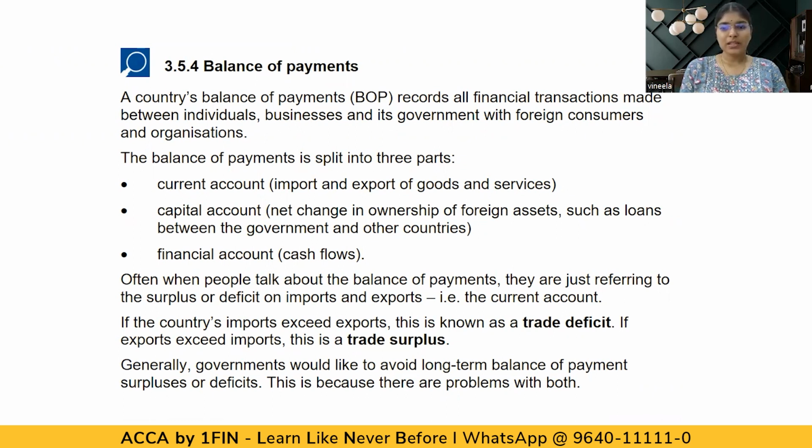See, balance of payments is a macroeconomics concept. So first of all, what is this balance of payments? See the definition that was given in your textbook. A country's balance of payments records all the financial transactions. See, this word is important, financial transactions, and that too all financial transactions made between individuals, businesses and its government with foreign consumers and organizations.